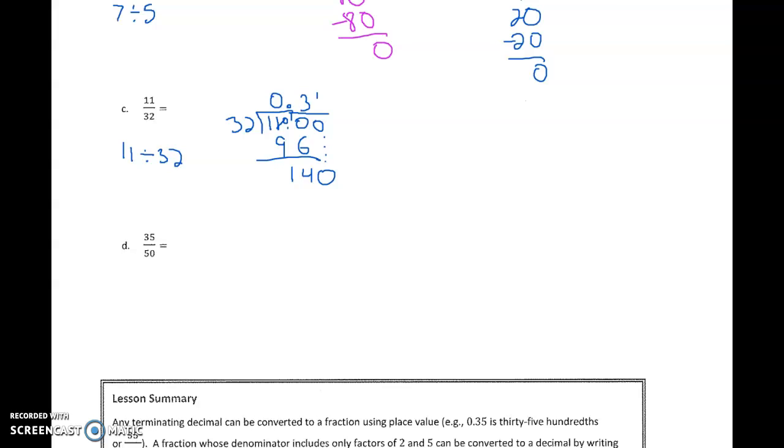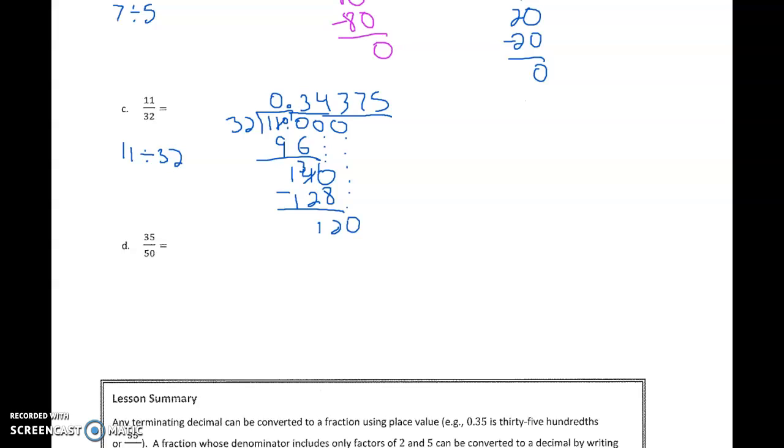32 goes into 140 4 times. 4 times 32, well, 4 times 2 is 8. 4 times 3 is 12. And you can see how we can just keep going with this. This one's going to keep going. I'll tell you that it ends up working out to 0.34375. You can see why I want to stop short there.